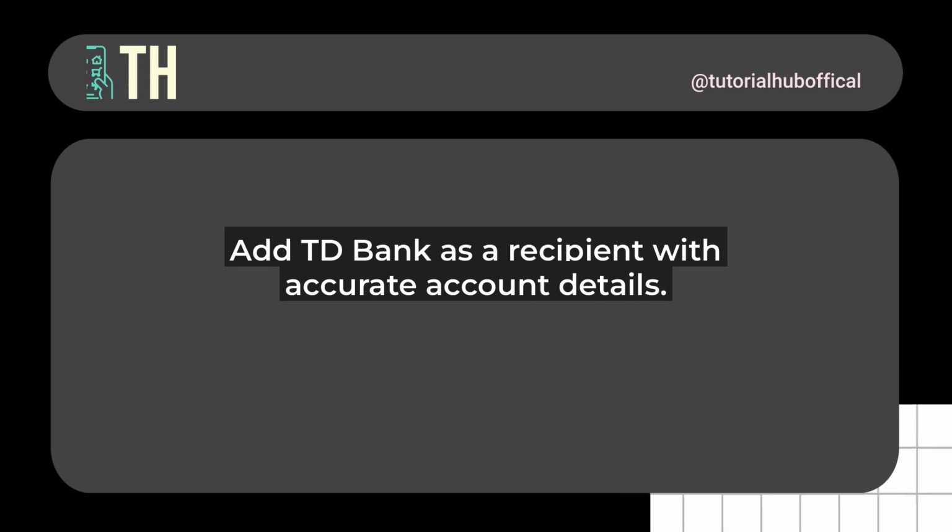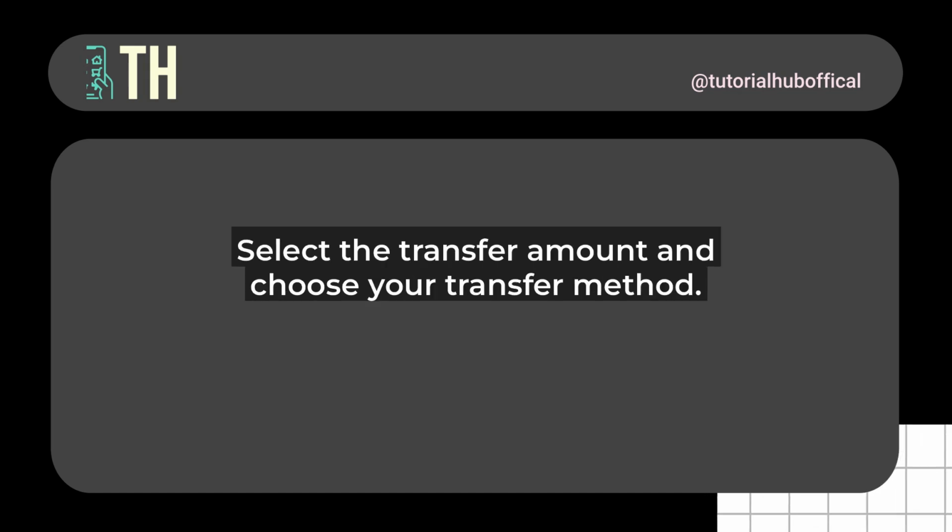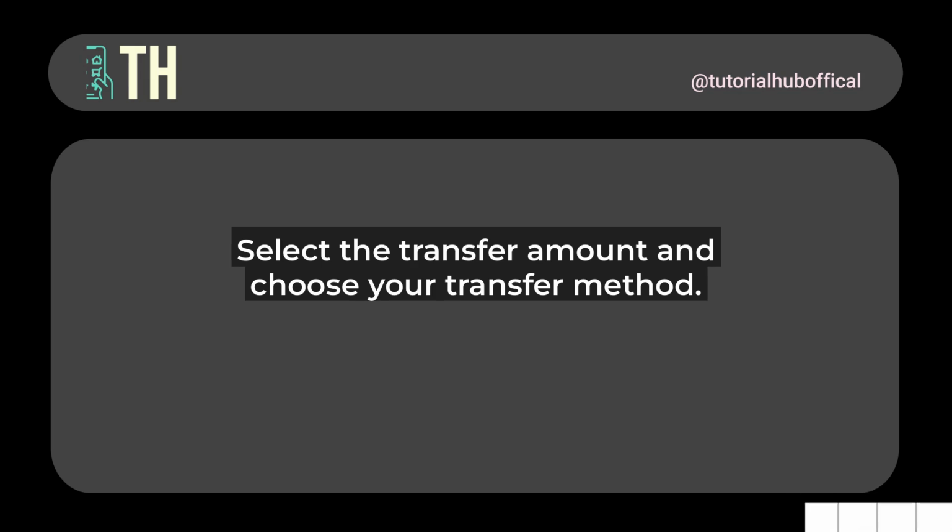Now, select the amount you want to transfer and choose your funding source from your Capital One account. You'll see options for standard ACH transfers, which are free and take 1 to 3 business days, or faster options like wire transfers if you're in a rush, though they might have a small fee. Review all the details carefully, including any potential fees or processing times, and hit Confirm. You'll get a confirmation email or notification almost immediately.